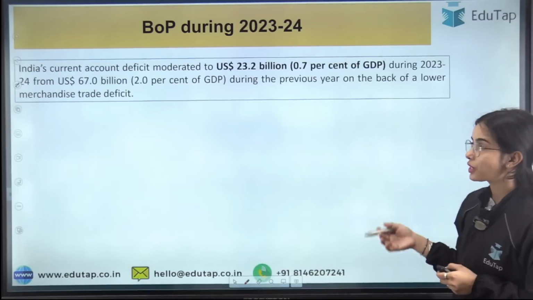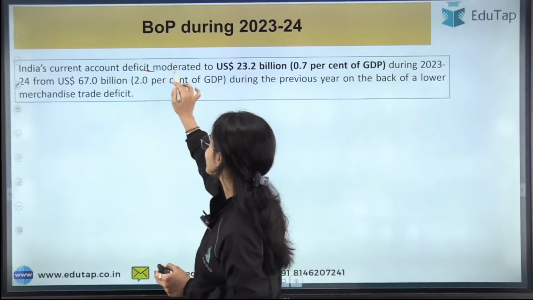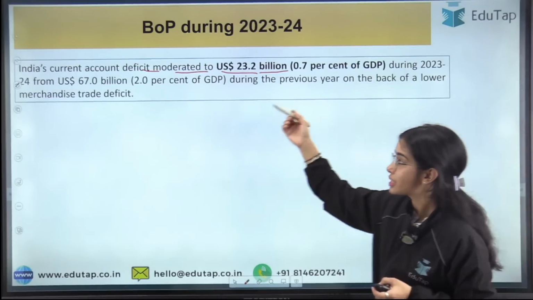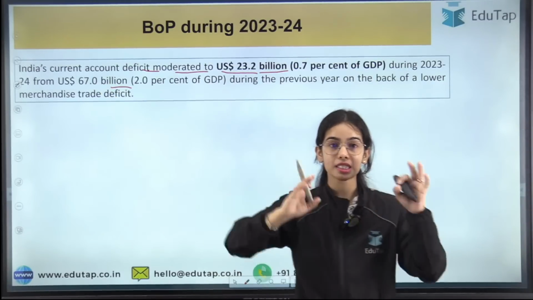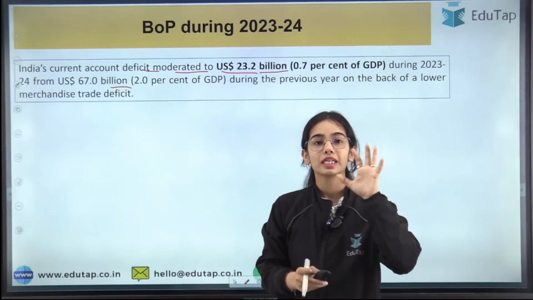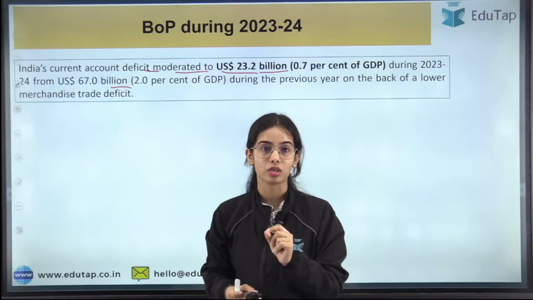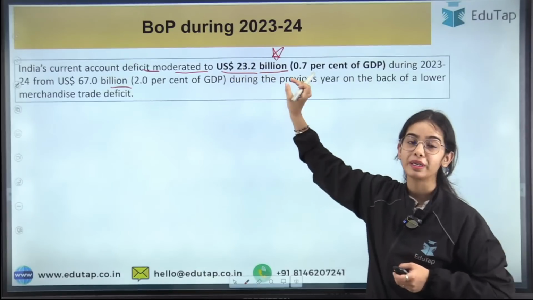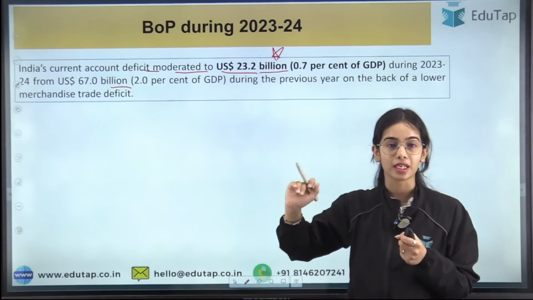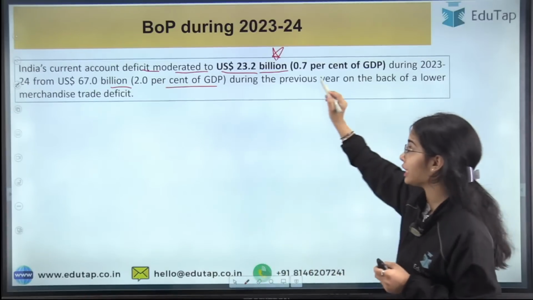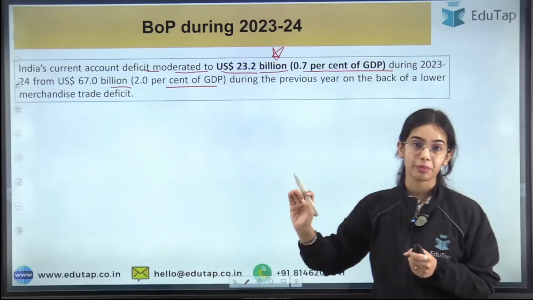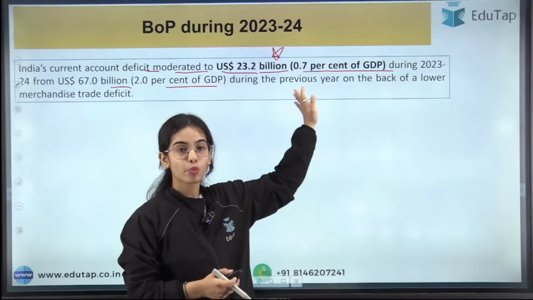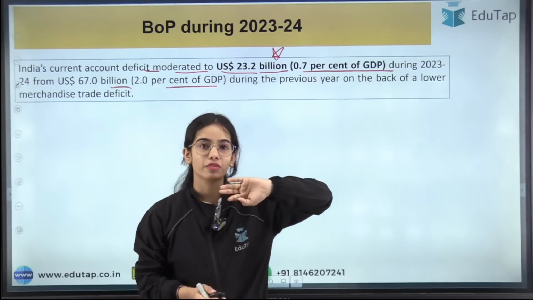Now, balance of payment during 2023-24. India's current account deficit has moderated to $23.2 billion from $67 billion of deficit. So in the previous year 2022-23 we had a deficit of $67.0 billion, while in 2023-24 we have got a deficit of only $23.2 billion. So the deficit in the current account has decreased from 2% of the GDP to only 0.7% of the GDP. That is a big thing. Okay.